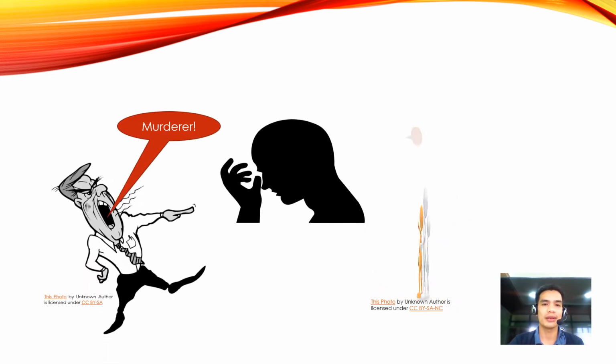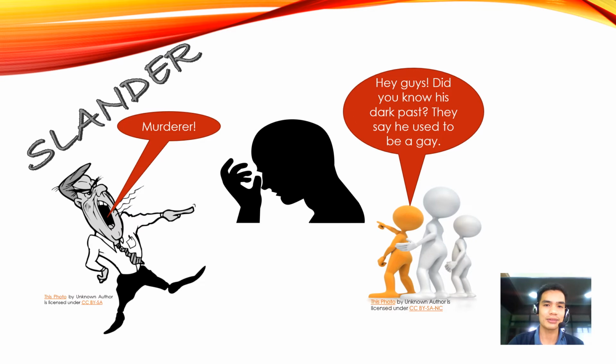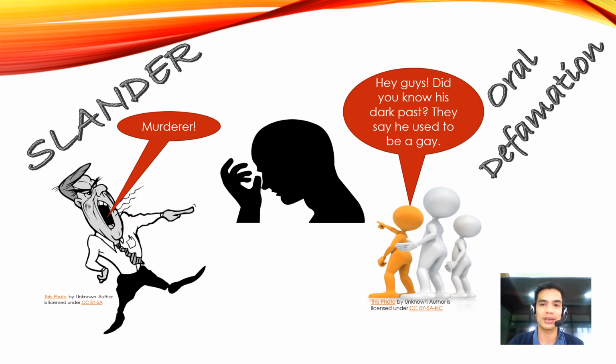So, what are examples of instances or cases when the human reputation can be impaired? Can you identify some? If not, what is this illustration or picture referring to? It's actually referring to oral defamation or slander. So the common example is oral defamation or slander. It is an act when you say something or disseminate information that impairs or downgrades one's human reputation.